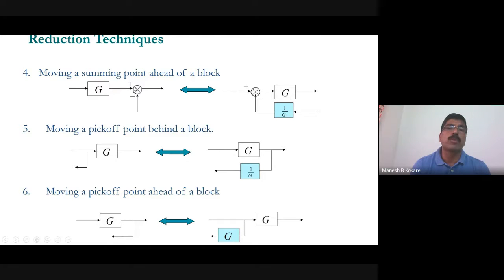So what will be the output of the summing point? xz minus y. So your output should be xz minus y. Now when you are shifting this one ahead of the block, okay.